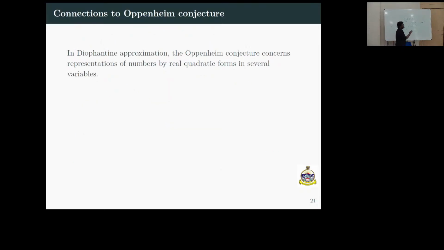Now I want to introduce to all of you why such results are important. There is a famous problem in Diophantine approximation. It is called the Oppenheim conjecture, nothing related to Oppenheimer. And this is basically about the representation of numbers by real quadratic forms in several variables.